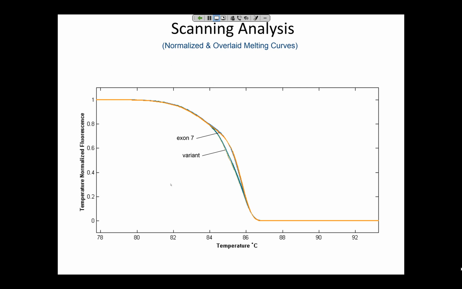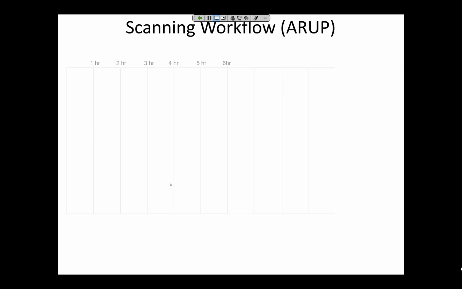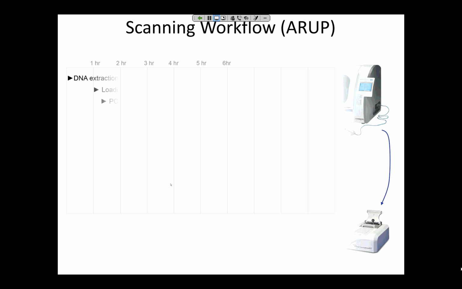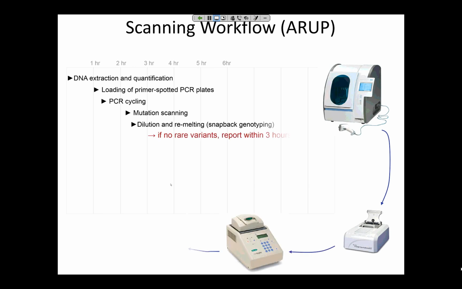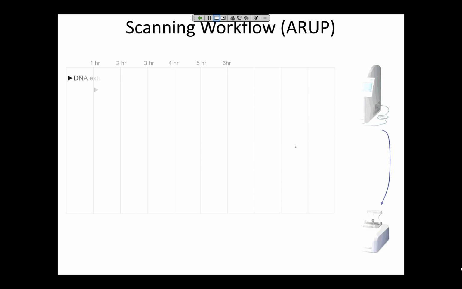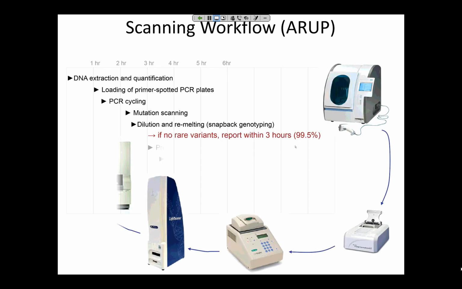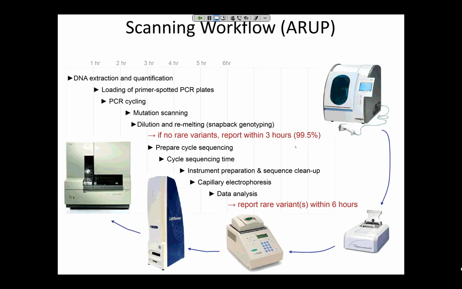So ideally, in terms of a workflow, extraction methods take maybe an hour or so. The amplification also takes perhaps an hour. The scanning takes about 5 minutes. In most cases, instead of the long turnaround times that are typical, when there are no variants, no rare variants, these can be reported out within 3 hours.